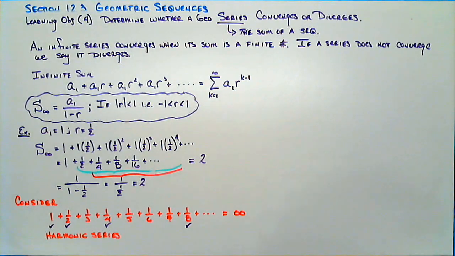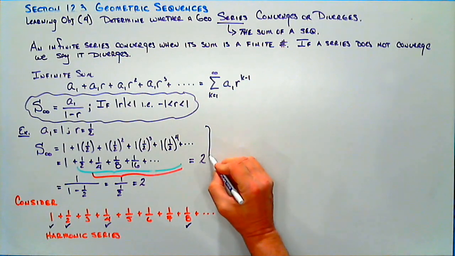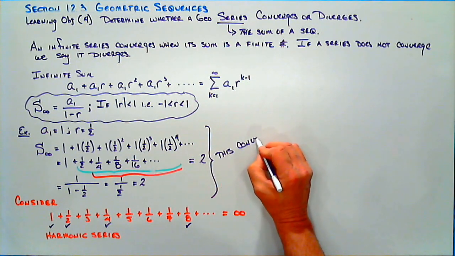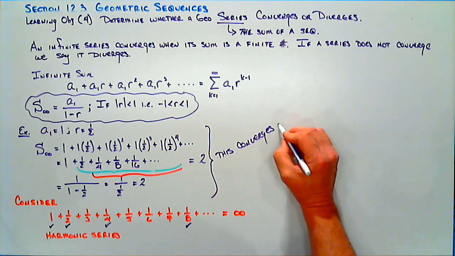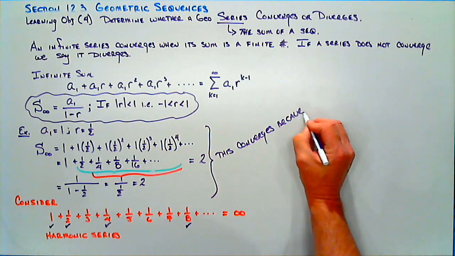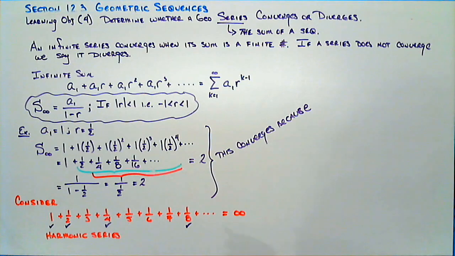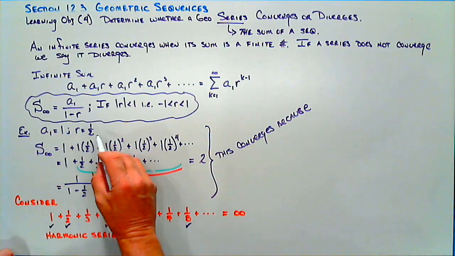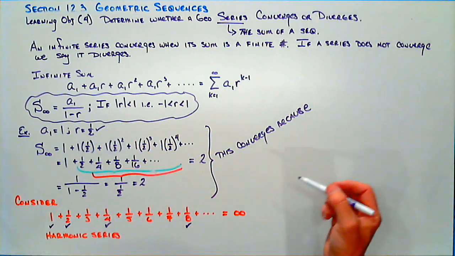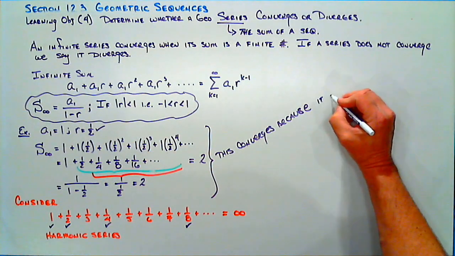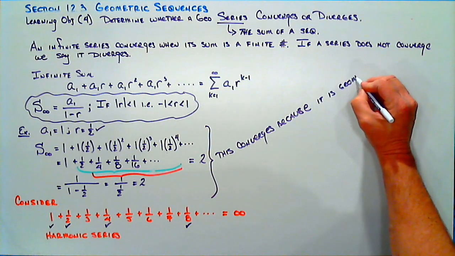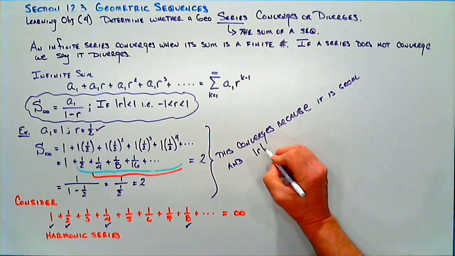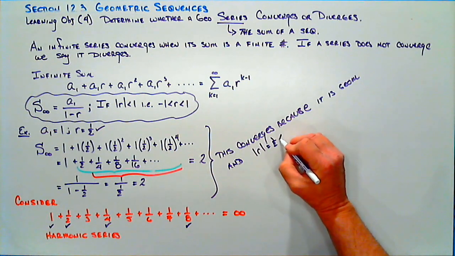Again, does this converge? I guess I didn't formally answer the question. We say this converges because, well, we really knew it converged as soon as we wrote this down, right? As soon as we were told it was geometric and we wrote down R, it converges because it is geometric and the absolute value of R, which equals 1/2 for us, is less than 1.